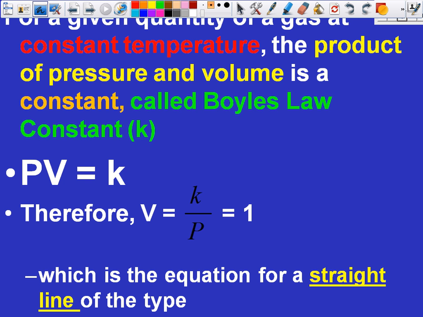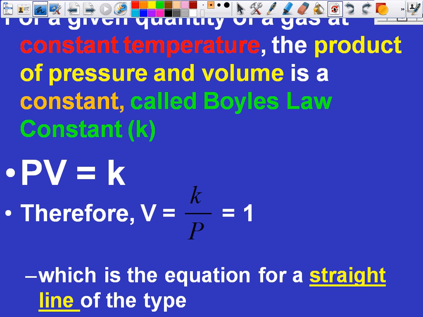For a given quantity of gas, notice what that said. For a given quantity, above quantity, please do me a favor. Please write the letter N, and N is your number of moles. So basically, your quantity is going to be defined at a constant temperature. As soon as you see constant temperature, what's that law? Boyle's, the product. Now what does product mean? That means times. It means you're multiplying. Pressure times volume is a constant.